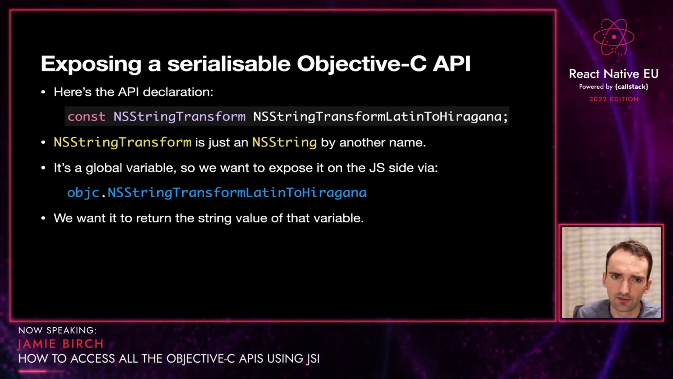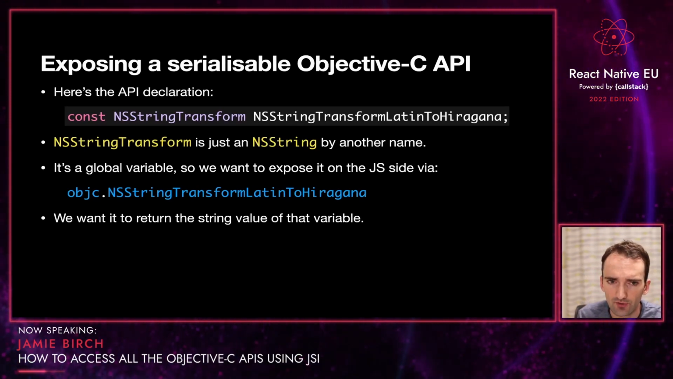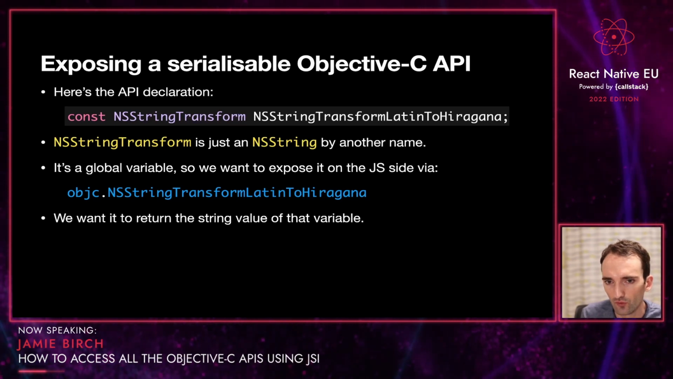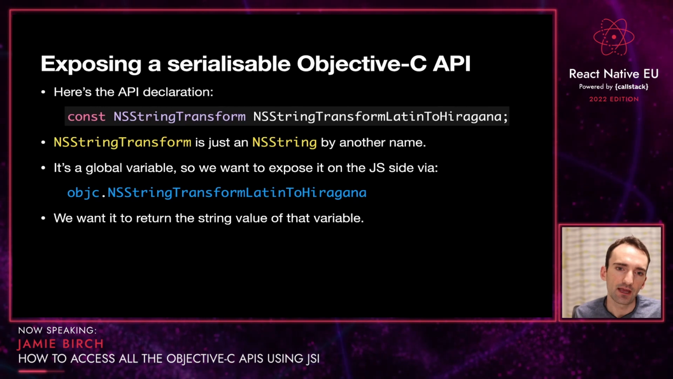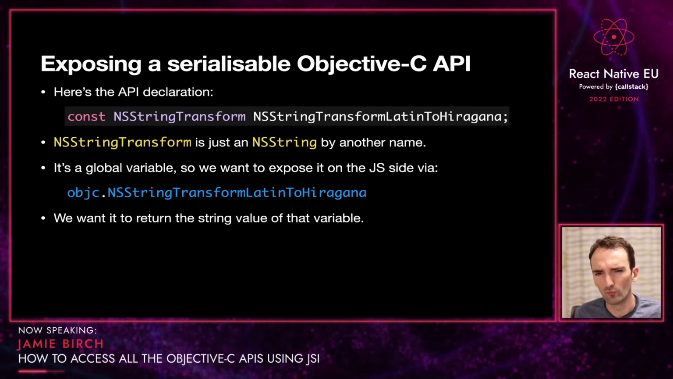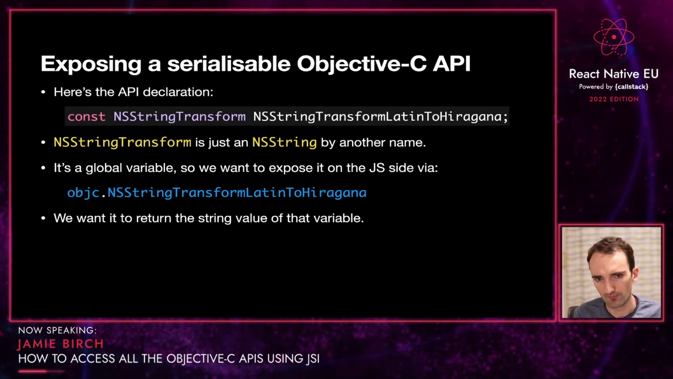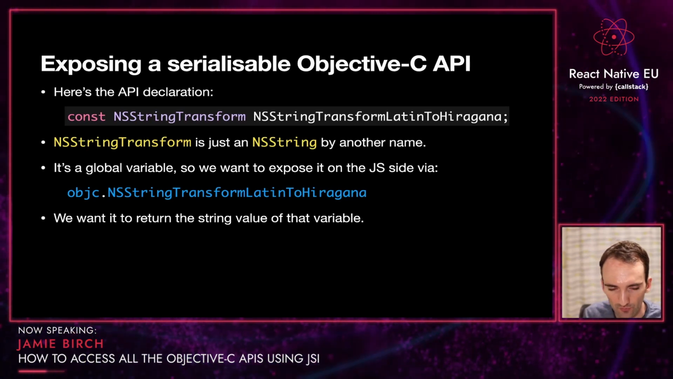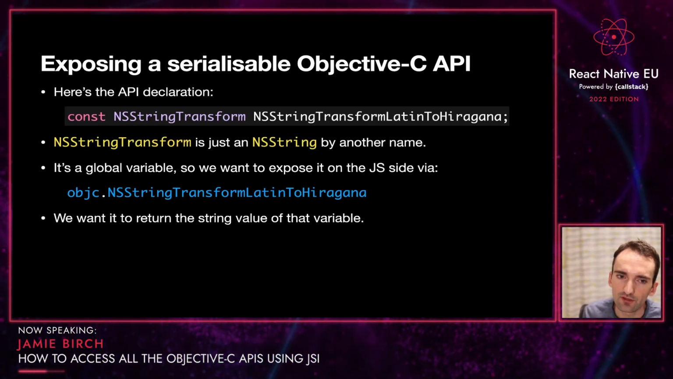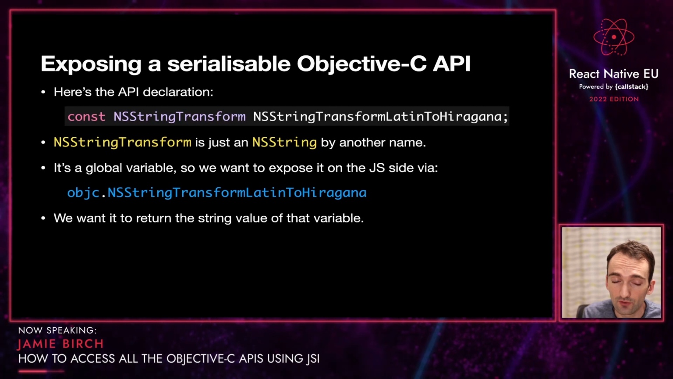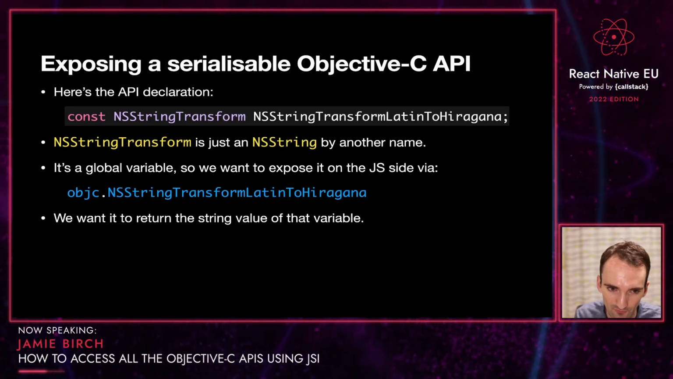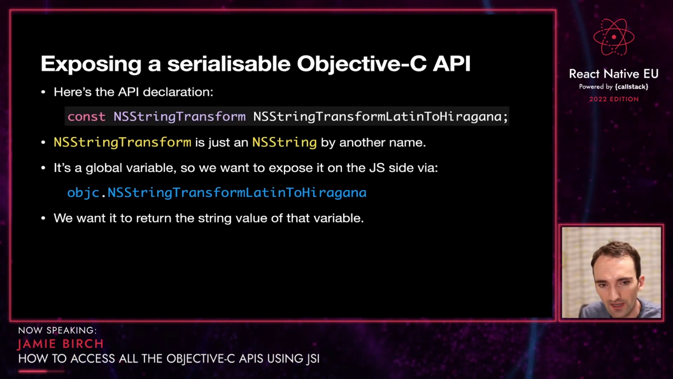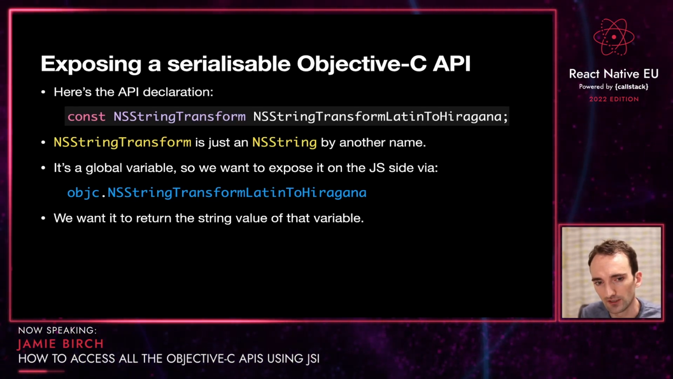Here's our target. We have this API declaration, NSString transform Latin to hiragana, and it's of type NSStringTransform, which is really just an NSString by another name. This is a global variable, is what I want to say. And we want to make it available on the JS side when you access ObjectiveC. I can't pronounce ObjectiveC very easily. ObjectiveC.NSStringTransformLatinToHiragana.